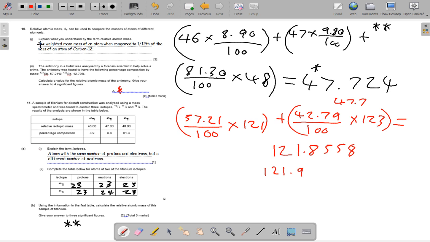Okay, so starting from the top, the weighted mean mass of an atom when compared to 1/12 of the mass of an atom of carbon-12 is the definition for this one and this one. And calculating the relative atomic mass, we get 57.21 over 100 times 121 plus 42.79 over 100 times 123 gives us 121.9. To 3 significant figures is 122 actually, but I like to have at least one decimal place in my answers.